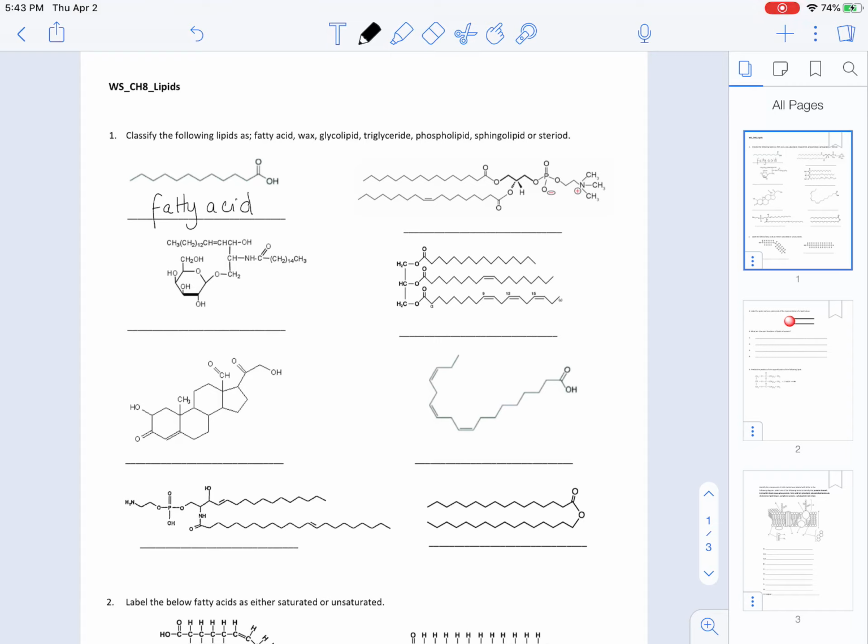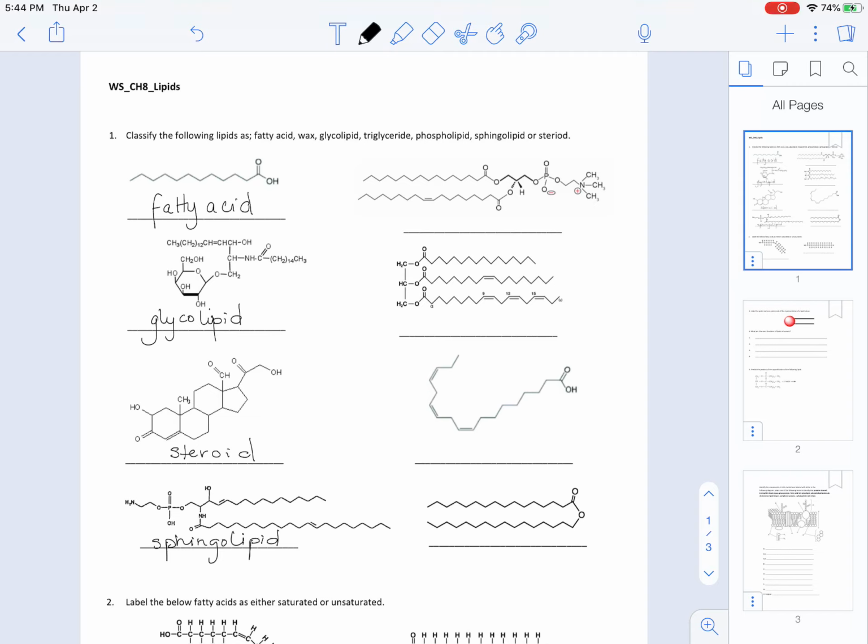The molecule below it is a glycolipid because it has a sugar motif. The molecule below that one, the third molecule in the first column, is a steroid. The fourth molecule in the first column is a sphingolipid. Let's move on to the next column.